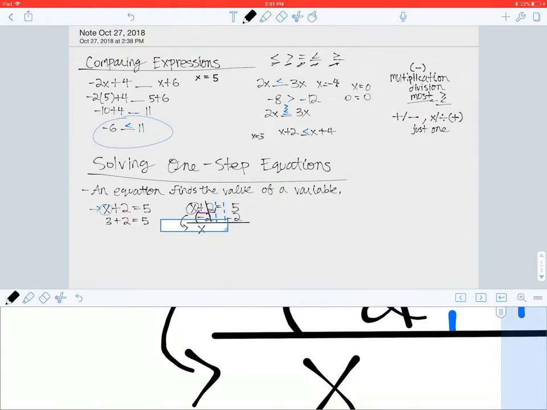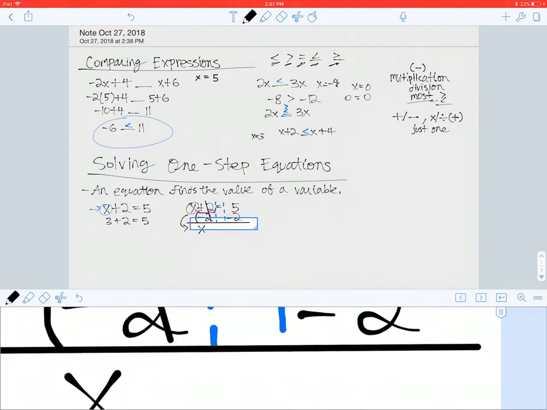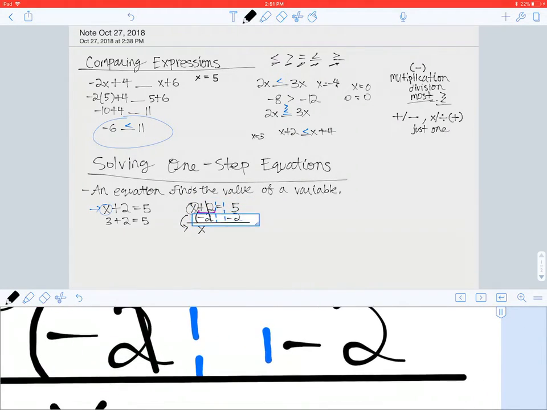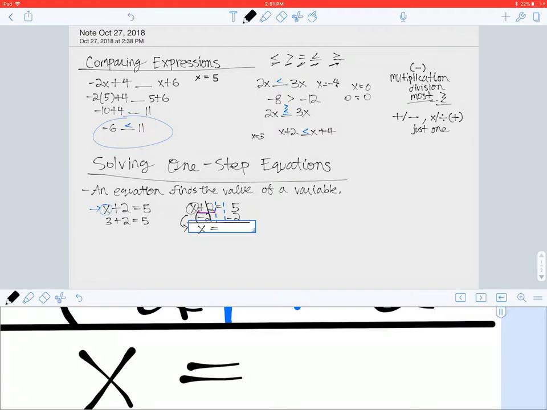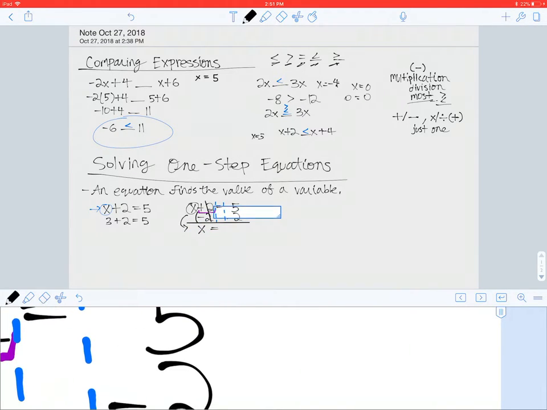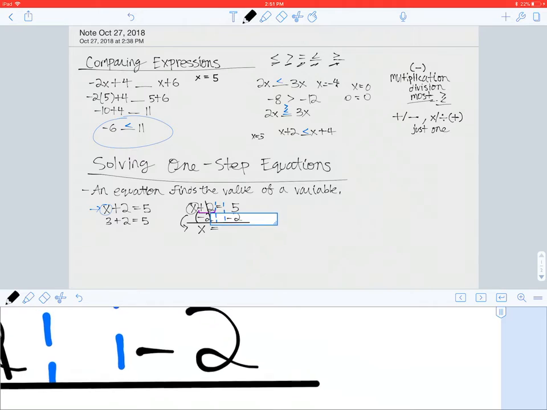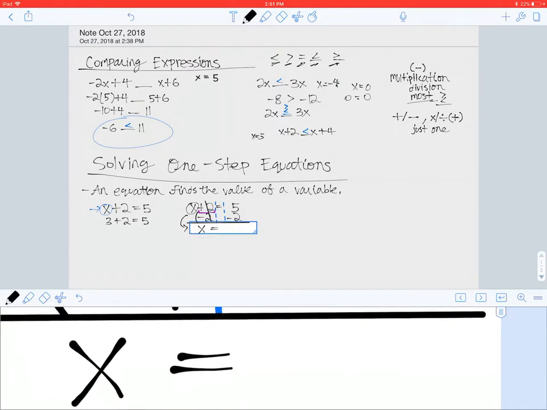So we're going to drop that down. And then since we have an equal sign here, drop the equal sign. You always need to drop the equal sign. And then whatever 5 minus 2 equals, and 5 minus 2 is 3, and I really hope you know that.